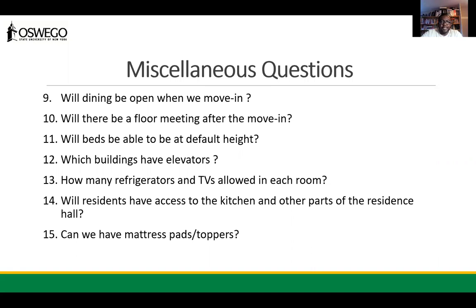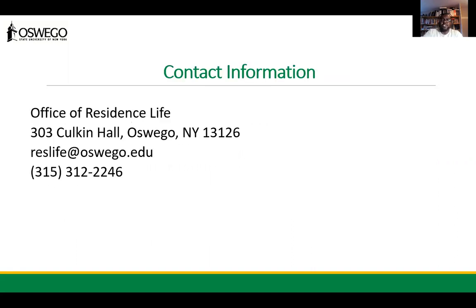Okay. I'm just going to move us forward a little bit and start to close out. So again, this is our address: 303 Culkin Hall, Oswego, New York, 13126. Residence life at oswego.edu, and 315-312-2246 is our contact information.